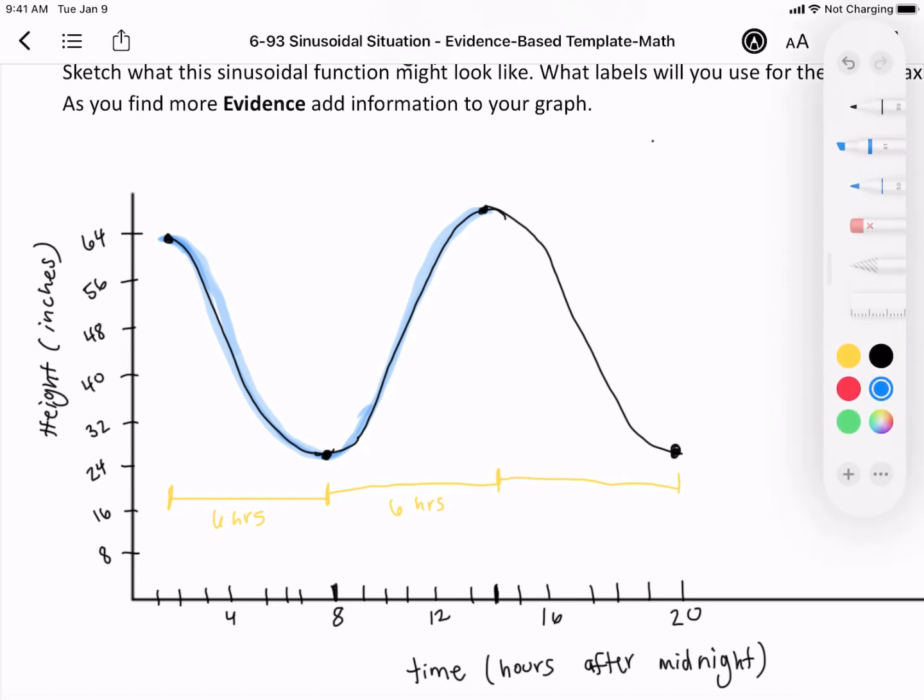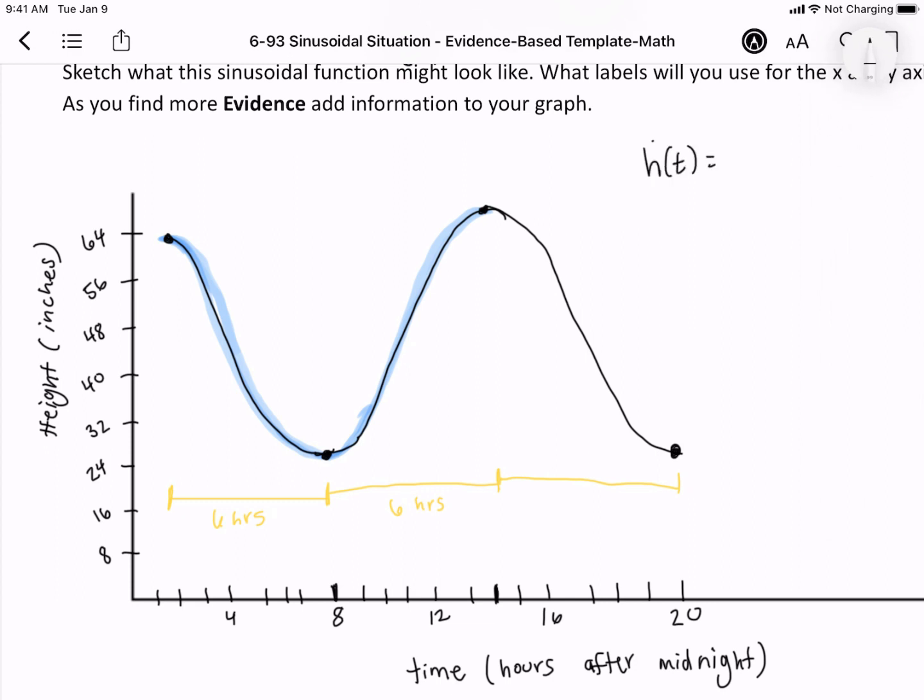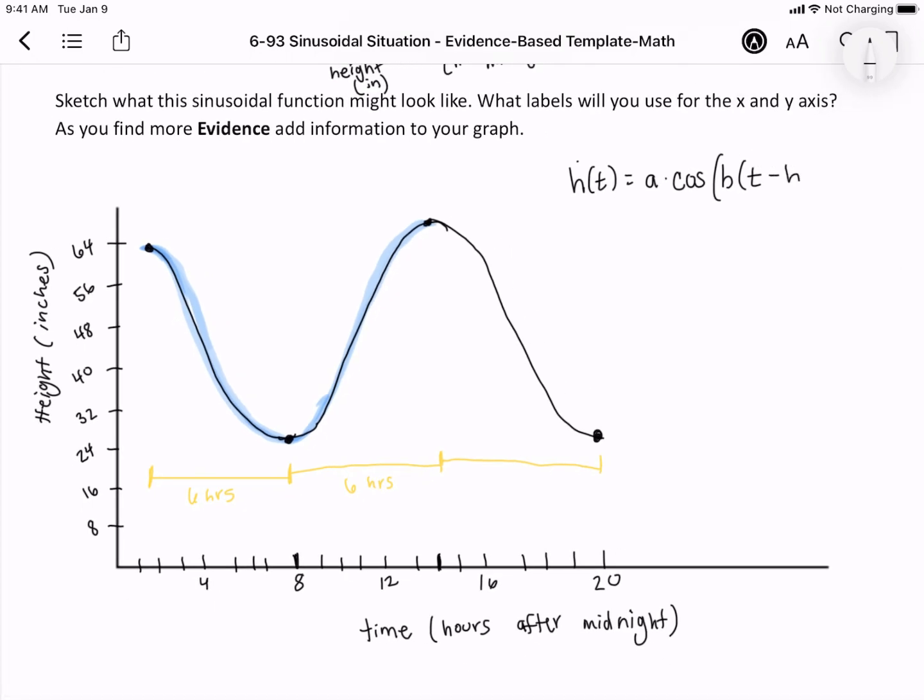So our equation is going to be this form. H of t equals a times, look at that blue graph. Think in your head, does that blue highlighted graph look more like sine or cosine? Is that sine or cosine? And hopefully, because it started at a maximum value, you recognize it's cosine. And then we'll have a b, our frequency, t is the variable, h is phase shift, and k is vertical shift. Okay.